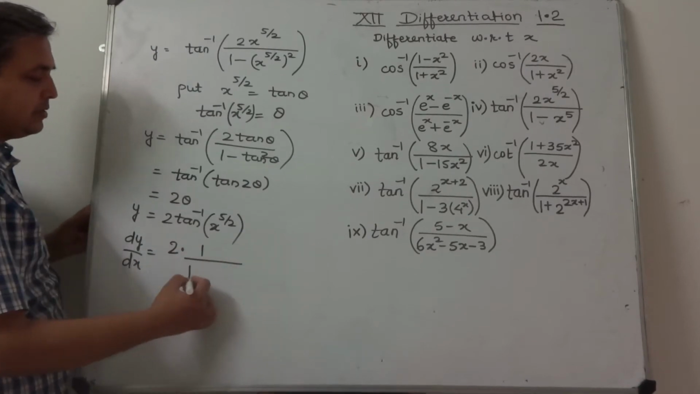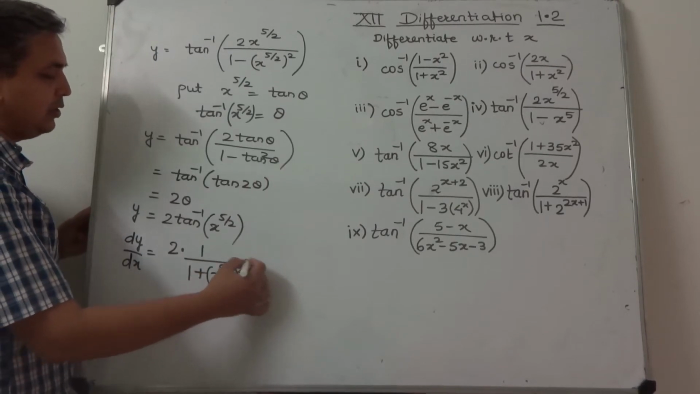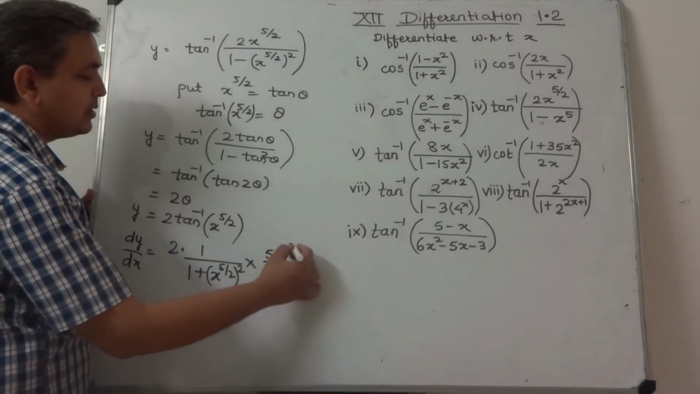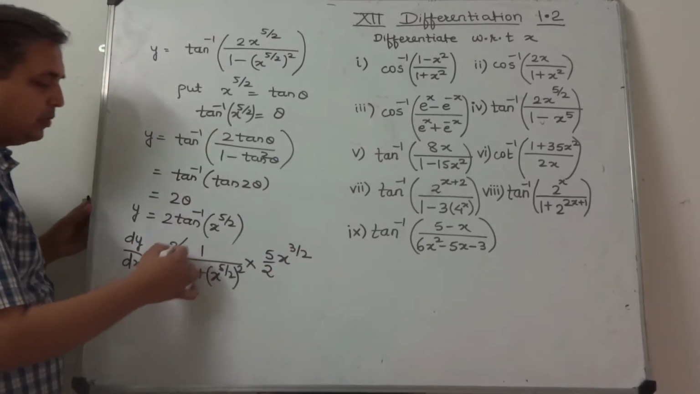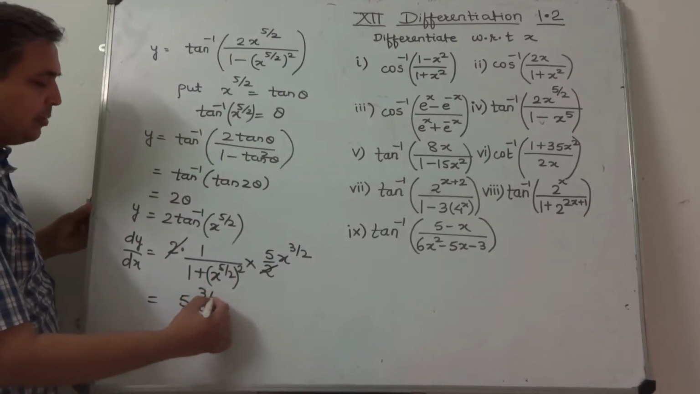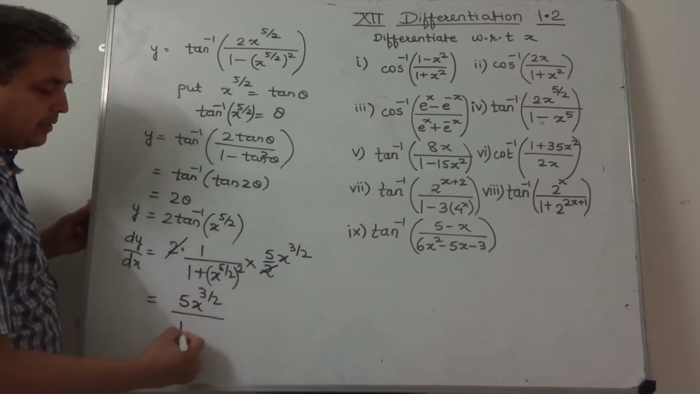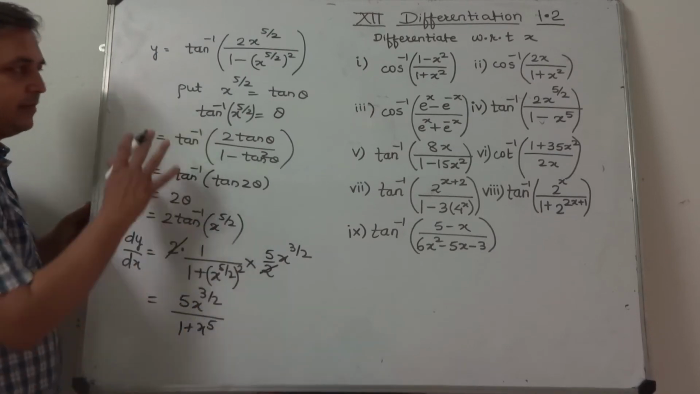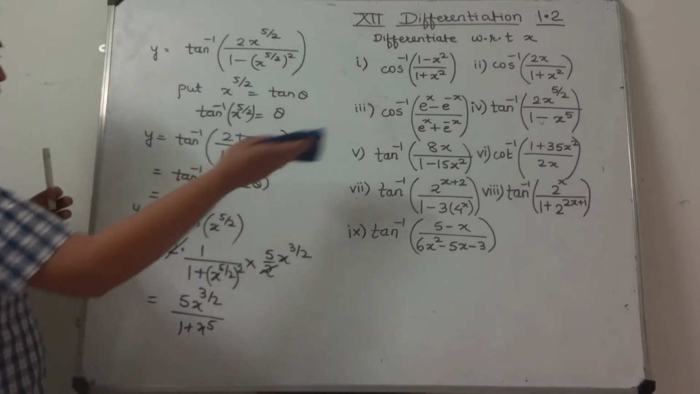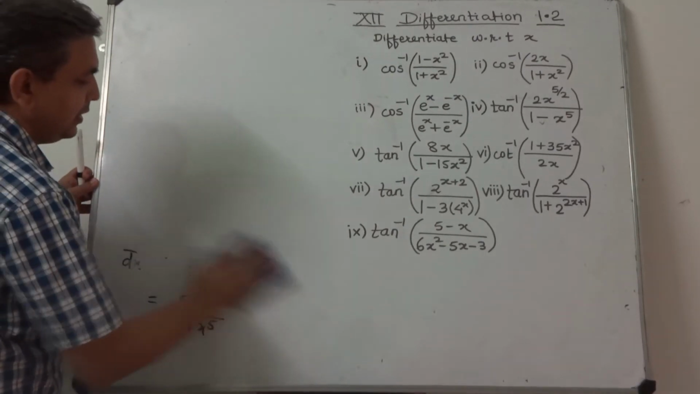Derivative of tan inverse is 1 upon 1 plus x raised to 5 by 2 whole square, chain rule, into derivative of x raised to 5 by 2, which is 5 by 2, x raised to 5 by 2 minus 1 is 3 by 2. This 2 gets cancelled, and in the answer we get 5 times x raised to 3 by 2 upon 1 plus x raised to 5 whole. This is the answer. Now students, for question number 5 onwards, we should know the formula for inverse trigonometry.